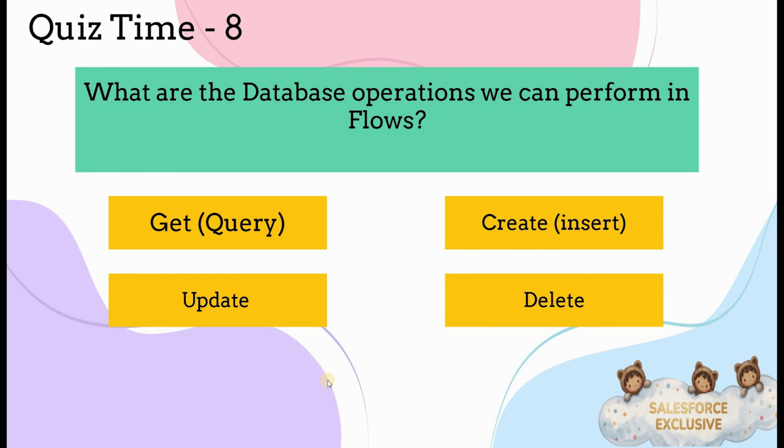What are the database operations that we can perform in flows? Get, create, update, delete. And the answer is all of them. You can get the query, you can create records, you can update records, you can delete records. The thing which you cannot do is you do not have a direct upsert element.